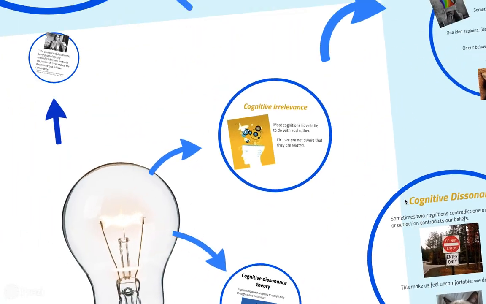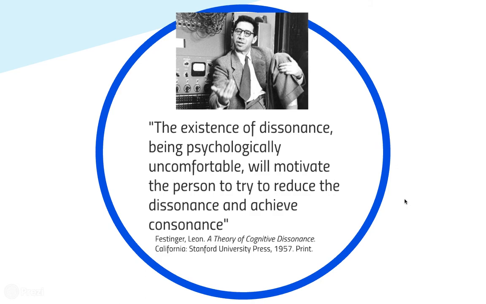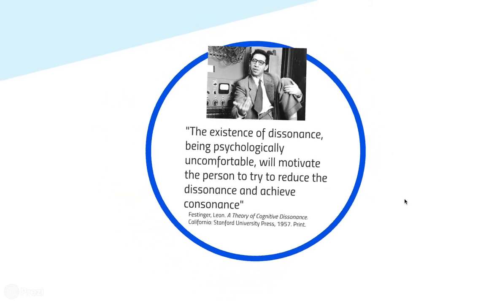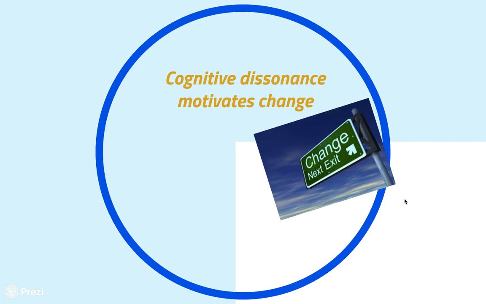Or as Leon Festinger puts it in his book, A Theory of Cognitive Dissonance, published in 1957, the existence of dissonance, being psychologically uncomfortable, will motivate the person to try to reduce the dissonance and achieve consonance. In other words, cognitive dissonance can motivate us to make some sort of change. Okay, so we get uncomfortable, and then that discomfort motivates us to try to fix things.